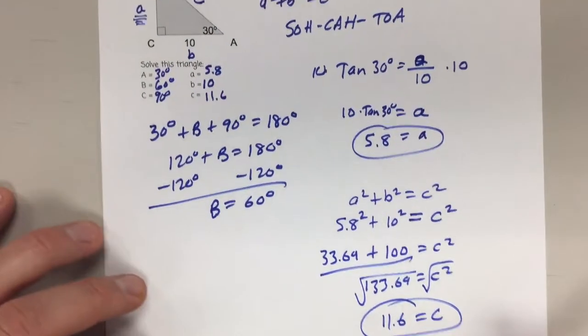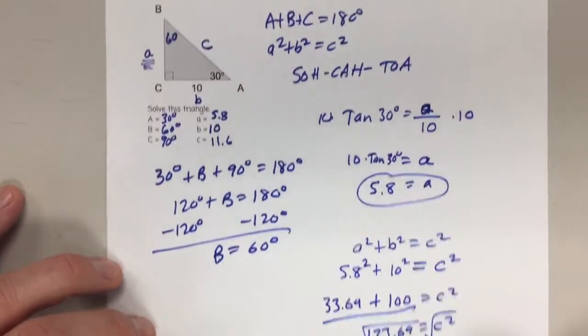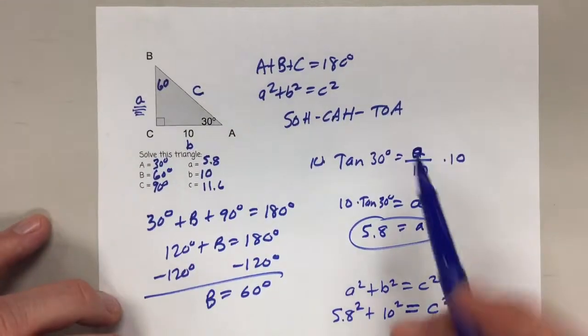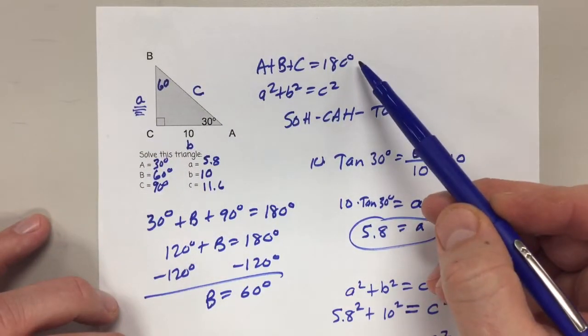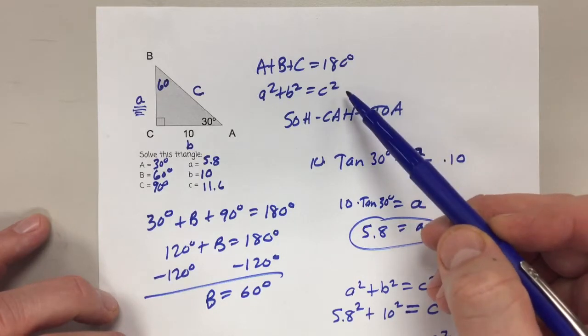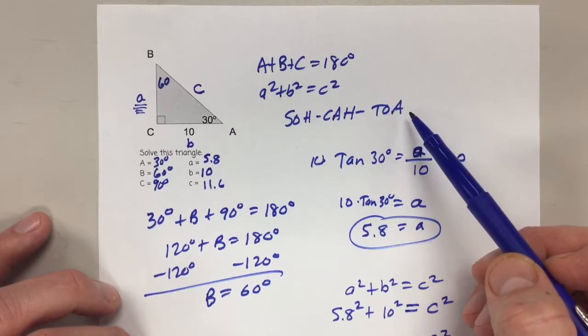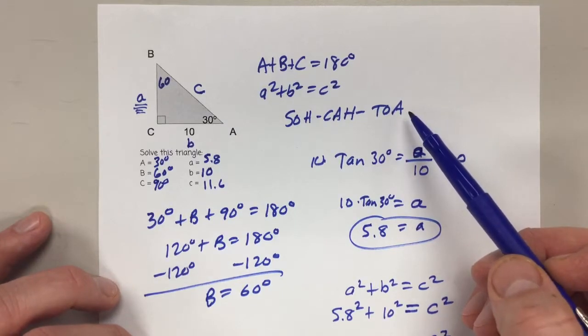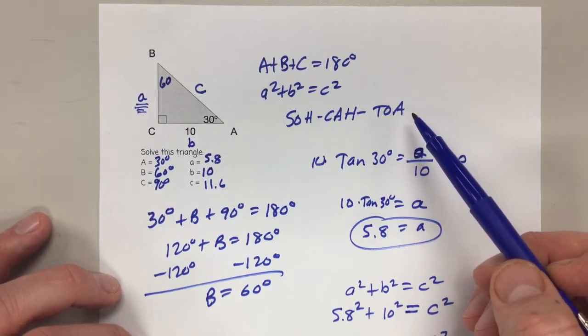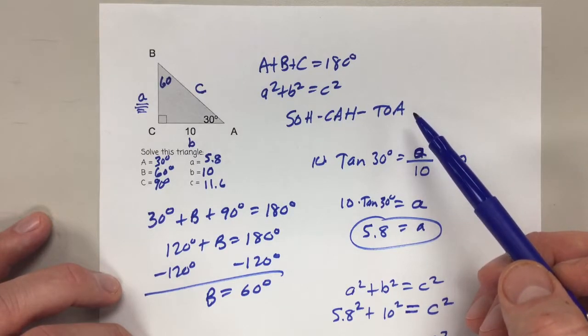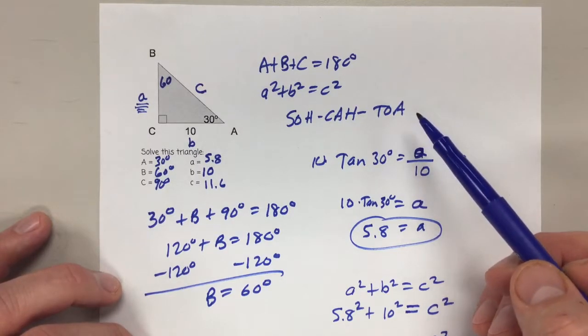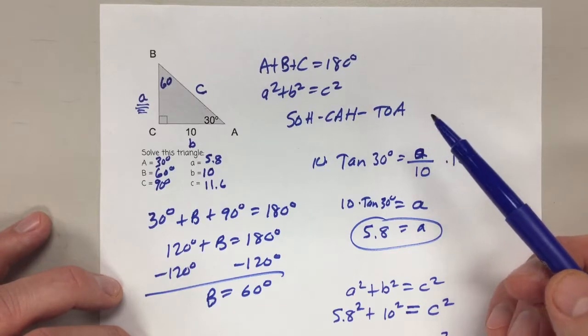So solving a right triangle, you're basically using any strategy that you can think of. These are the main 3: I can add the 3 angles to 180, I can use the Pythagorean theorem for the sides, and I can use SOHCAHTOA anytime I want to find missing angles or missing sides. And again, 2 people might solve this differently, but you will get the same answers no matter what technique you use as long as you do it right.